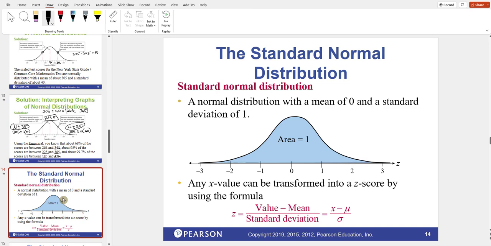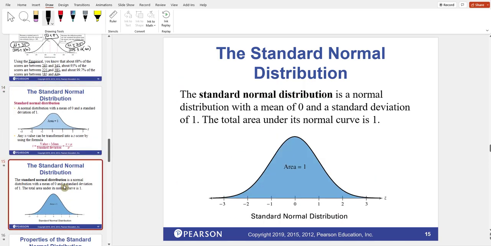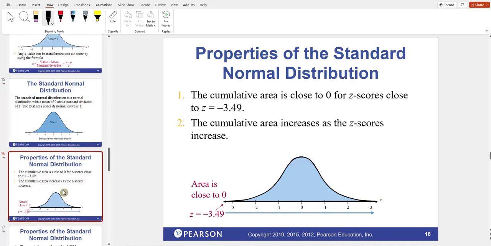So the one thing you should know about the standard normal distribution is that it has a mean of 0 and a standard deviation of 1. You can figure out areas underneath the graph by converting a value to a z-score. The z-score is the value minus the mean divided by the standard deviation. So x minus mu divided by sigma. The total area underneath the normal curve will always be 1. And when you do it, I can show you how to do it with the table, how to use StatCrunch, and how to use my Excel template.